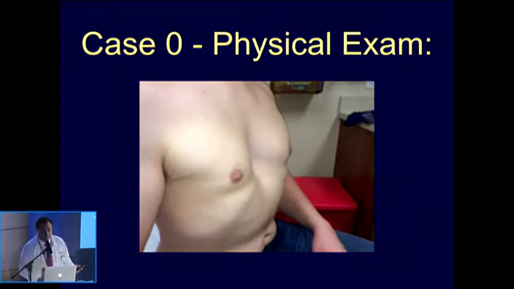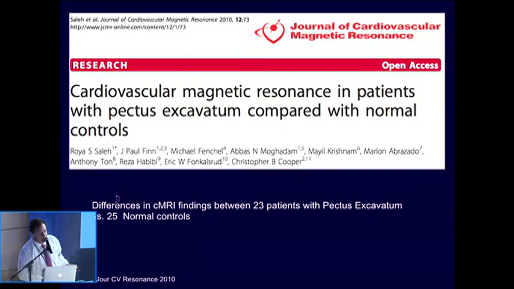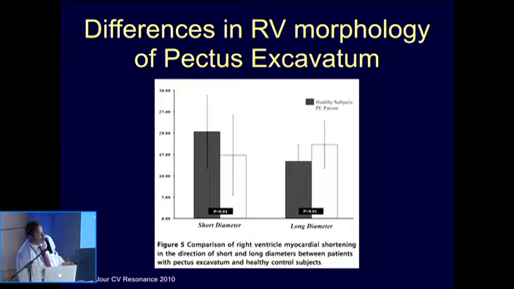He has a pectus excavatum, and it is a very frequent cause for patient referral for arrhythmogenic problems in patients with abnormal echoes. By resonance, we have known in a study where they compared 23 patients with pectus excavatum versus 25 normal controls that the morphology of these patients is different.